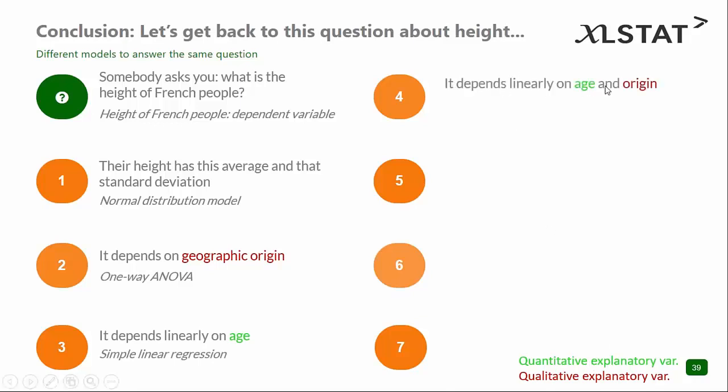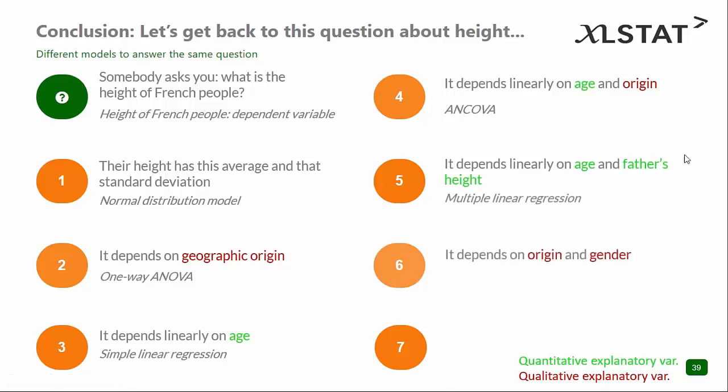It depends linearly on age and origin. You have a mixture of green and red, so you can use ANOVA. It depends linearly on several independent quantitative variables, so you can use multiple linear regression, and you can also have several dependent qualitative variables. In this case, you can use two-way ANOVA, and on and on.